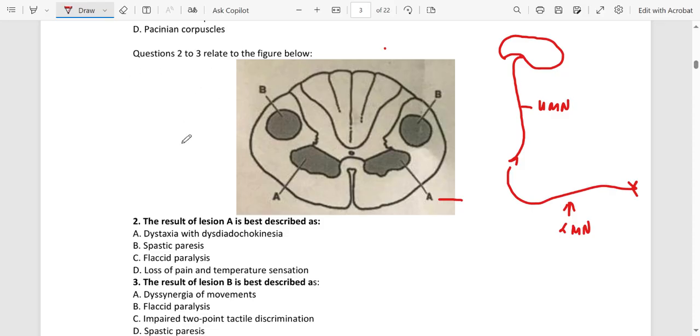So the result of lesion to A is going to be what? So we are saying A is the anterior ventral horn, or the ventral gray horn. So this is where you are going to have the lower motor neuron lesions basically to come from, going to the muscle or whatsoever that they are supplying. So if there is injury to this part of the body, there's going to be flaccid paralysis. It is similar to injury to the lower motor neuron. Does this make sense?